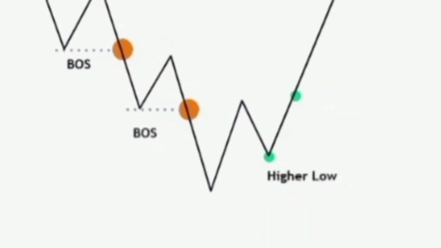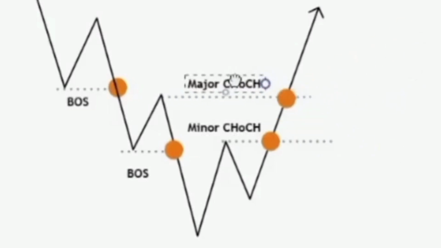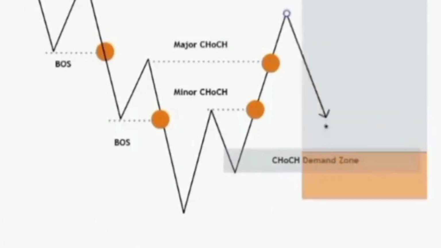Similarly, in a downtrend, a break of structure is identified when a new low is established lower without moving beyond the prior high. This pattern underscores a continuation of the existing direction. That's all about break of structure.